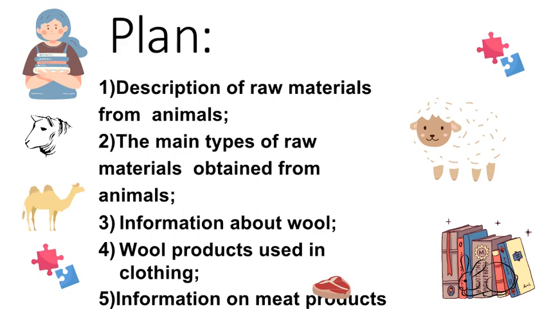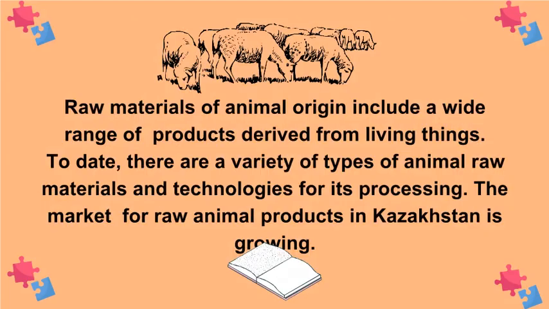Information on meat products. Raw materials of animal origin include a wide range of products derived from living things. To date, there are a variety of types of animal raw materials and technologies for its processing. The market for raw animal products in Kazakhstan is growing.